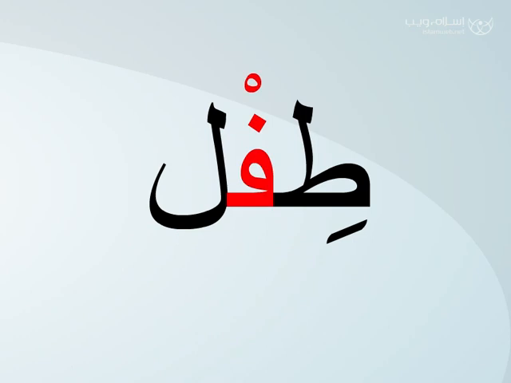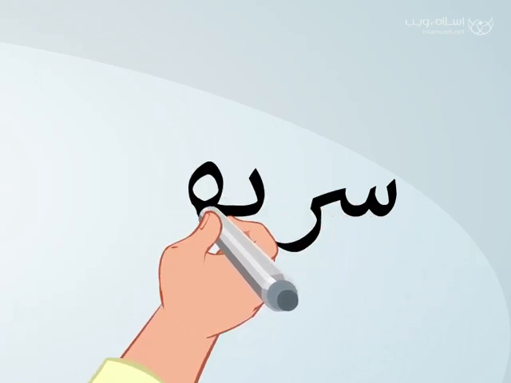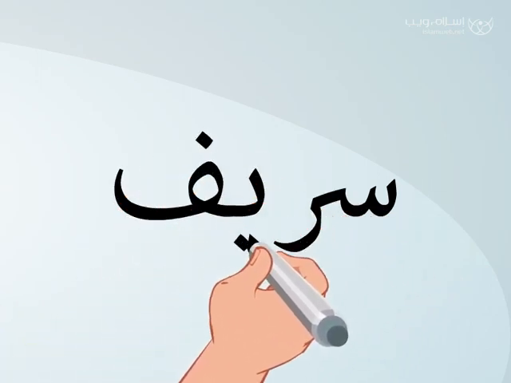طفل, which means child. And this is how we write fa at the end of the word, like this example. Sharif, which means noble.